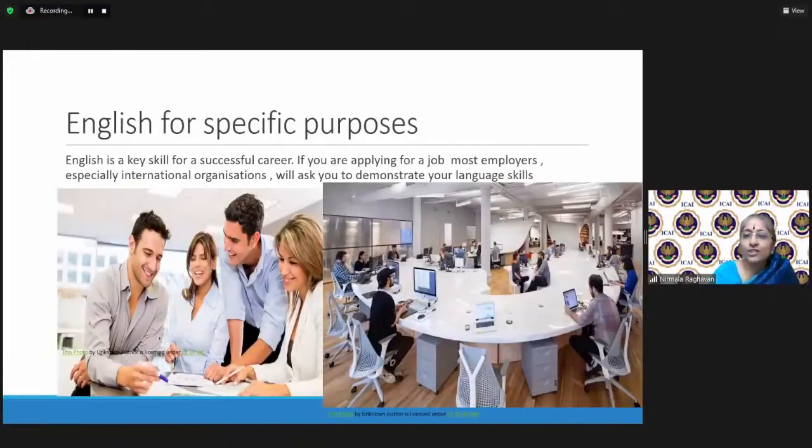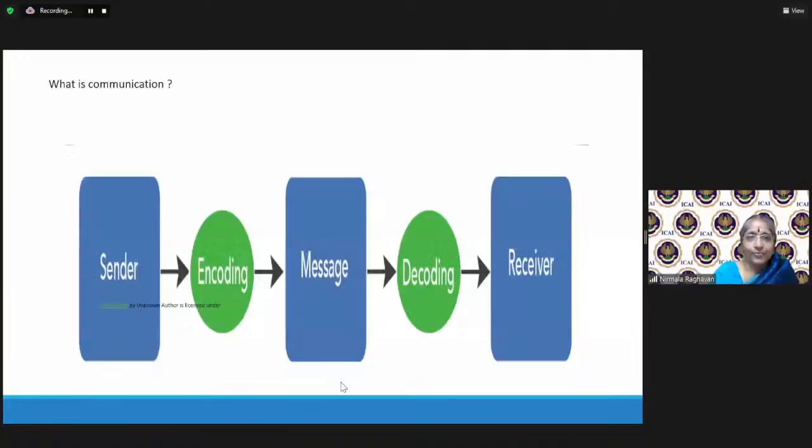Okay, English for specific purposes. This is what it's all about. English is a key skill for a successful career. If you are applying for a job, most employers, especially international organizations, will ask you to demonstrate your language skills. The interview is to check your communication, whether you're able to answer questions relevantly. That's what they check when you are in an interview.